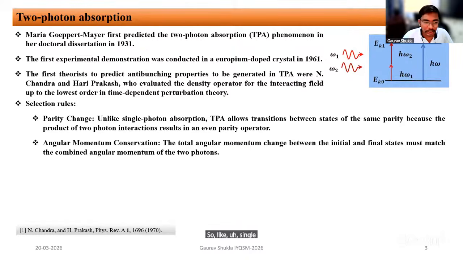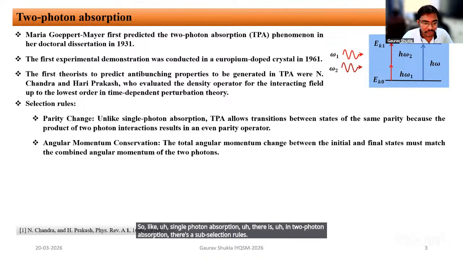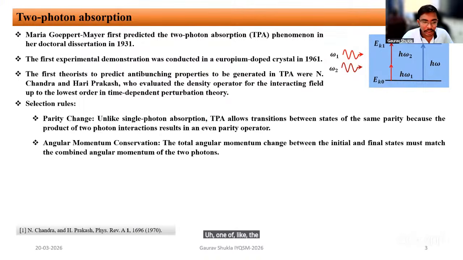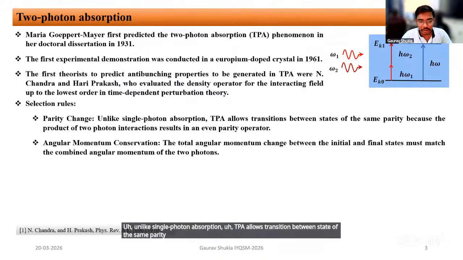In two-photon absorption there are different selection rules compared to single-photon absorption. One of them concerns the parity change. Unlike single-photon absorption, TPA allows transitions between states of the same parity because of the product of two-photon interaction results.